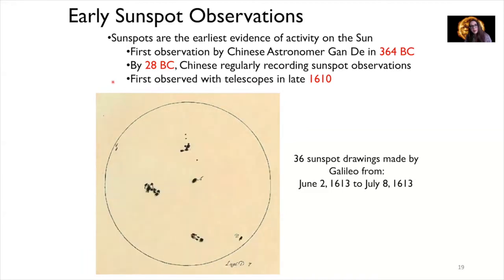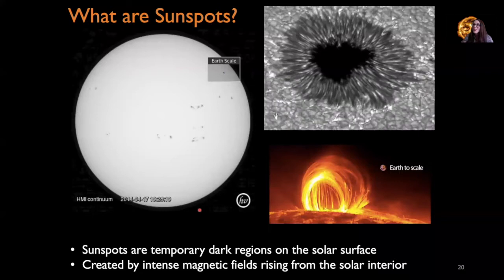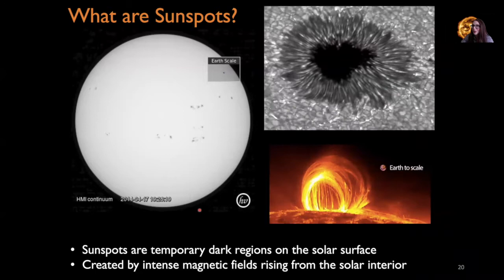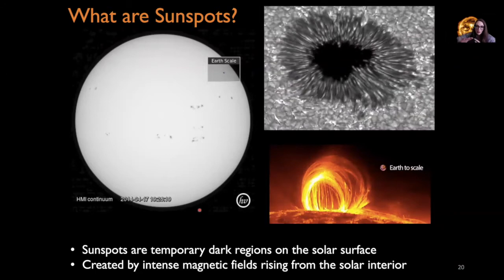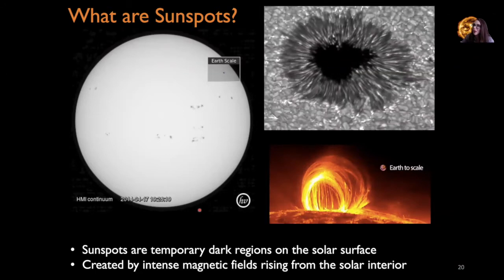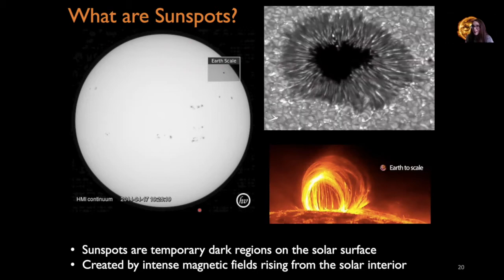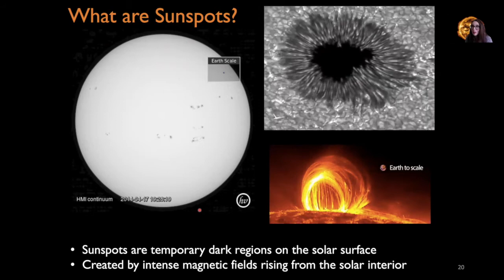And you can see that the spots are different. Every spot is different and unique. And at least these spots appear to be kind of in particular bands on either side of the sun's equator. That is a feature of sunspots. So what are sunspots? Sunspots are temporary dark regions on the solar surface. They're created when intense magnetic fields created deep in the sun's interior rise to the sun's surface, intersecting with the region that we call the photosphere.